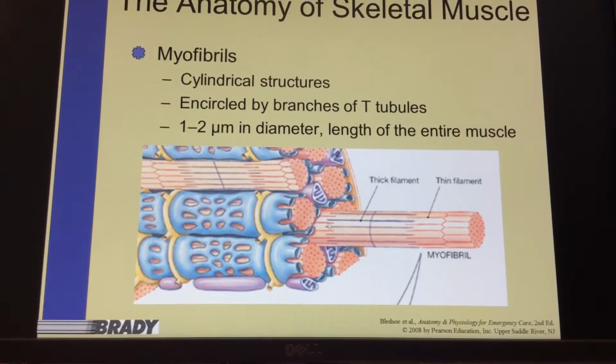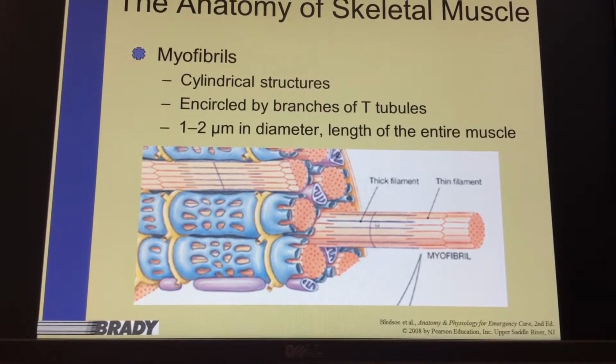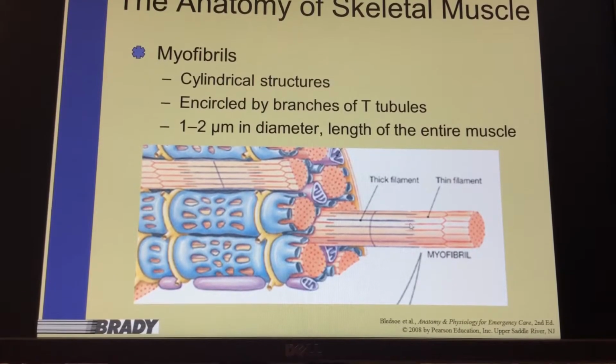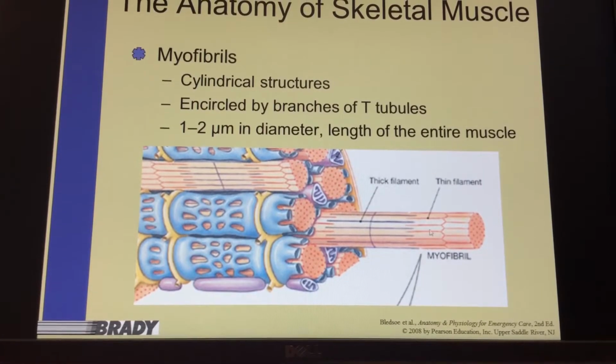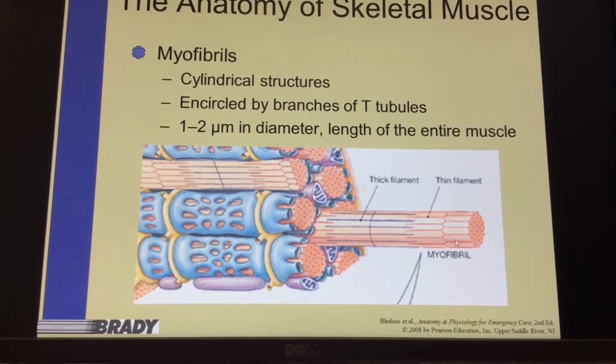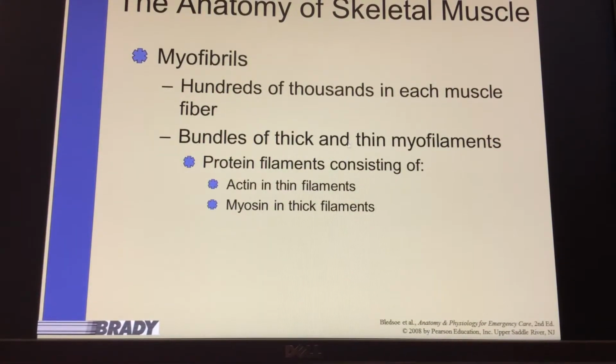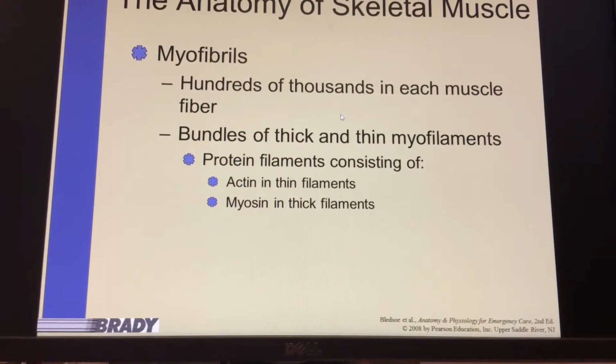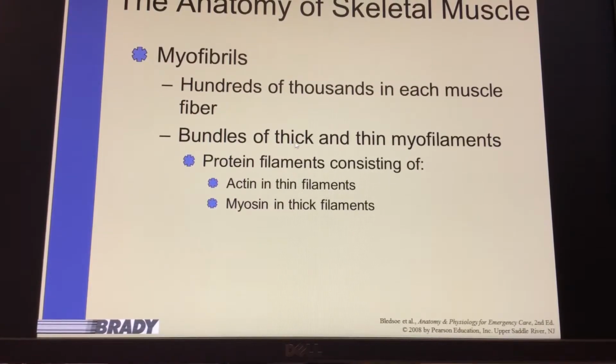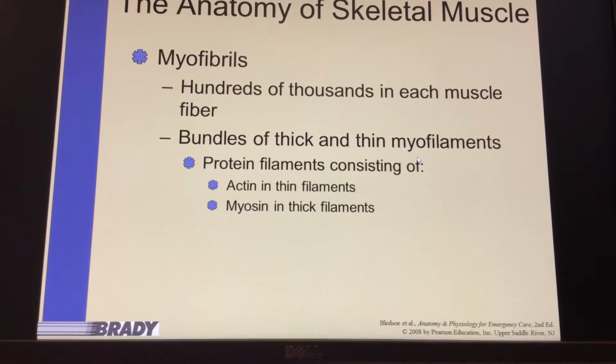When it's in its most relaxed state, like this is showing here, you just get a small area where the thin and the thick filaments are overlapping, but there's basically a big space in between. When these contract, you'll see these overlap very closely, and they can shorten quite a bit. And there's hundreds of these myofibrils in each bundle. Then we get these thick and thin myofilaments to contract and move on each other.